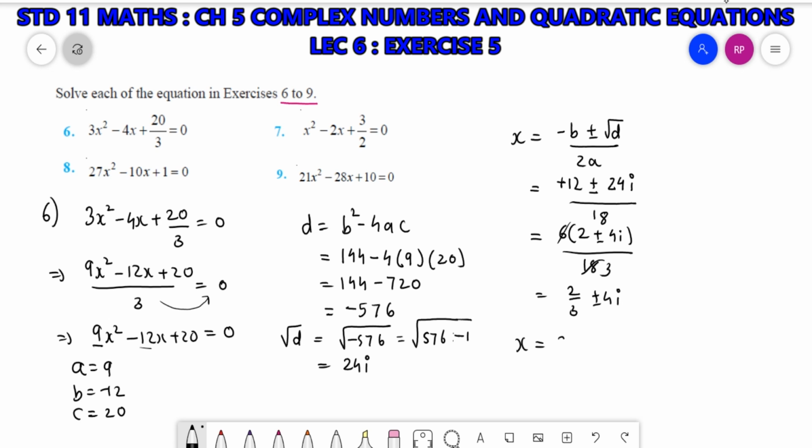So x is either equal to 2 by 3 plus 4 by 3i, or 2 by 3 minus 4 by 3i. Clear? So this was about the sixth question. Note it down. Okay, so that was about the sixth. Questions 7, 8, and 9, you have to solve by yourself. It's just similar to question number 6.